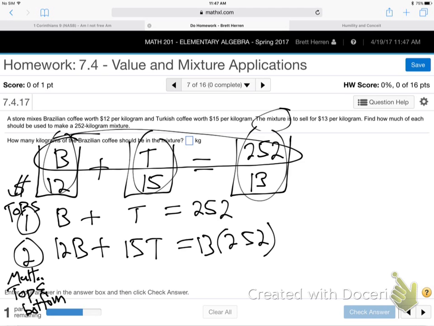All right, everybody good with that? We good with the way we're handling the equations? Multiply top and bottom, top and bottom, top and bottom.